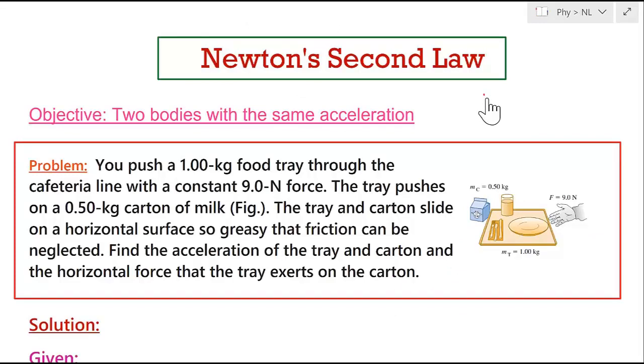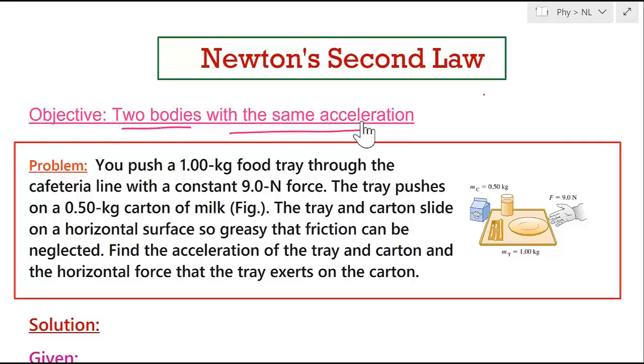Hello friends, in the last video we have seen how to apply Newton's second law. We have seen you can apply Newton's second law on a horizontal surface, you can apply it on an inclined surface, and if you have two objects that are connected by a string, you can apply Newton's second law. In continuation to that, in this video we are going to discuss how to apply Newton's second law when you have two bodies with the same acceleration. And this we will illustrate using a problem.